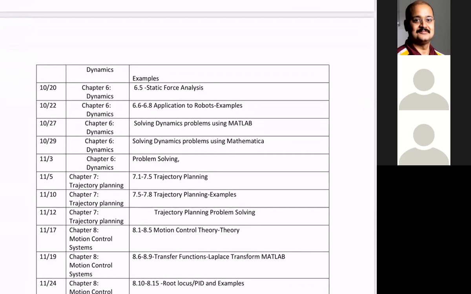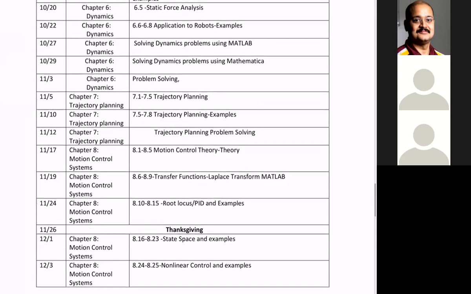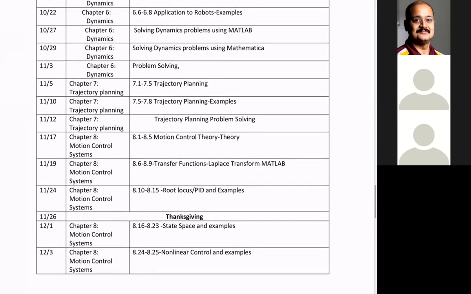Usually the theory will be discussed in one class, and two classes are assigned for problem solving. So we'll initially solve simple problems by hand, and then we will solve complex problems for multi-degree of freedom systems using software. Then the last chapter is on the motion control theory.